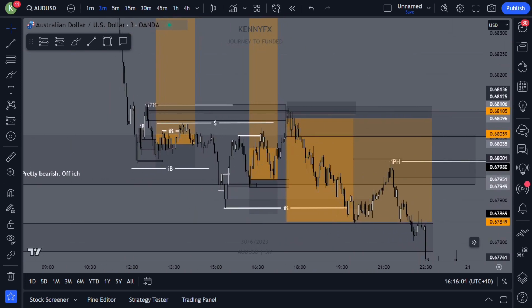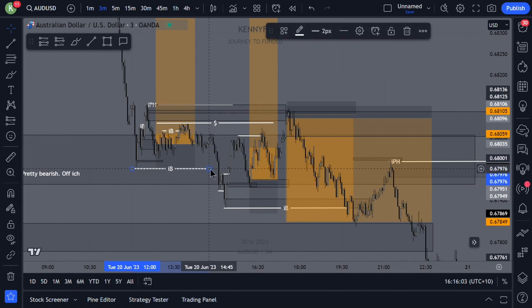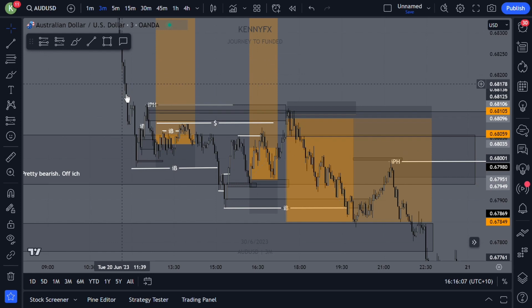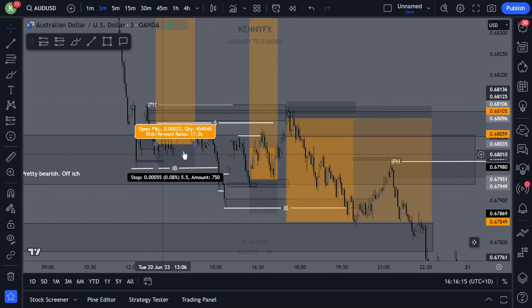So we're on the 3-minute, and as you can see, it does become a lot clearer when you break it down. So we're coming down, we do have a pullback there, but it mitigates there. So anyway, this is what we're working with. So it comes down, we see we've got the internal break.